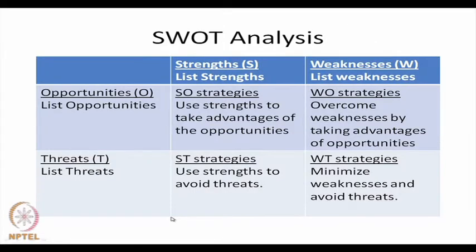Now, normally for strategy making, we make what is known as a SWOT analysis. A SWOT analysis is also called TOWS analysis, TOWS, in the reverse order also it is told. Basically, it is a matrix in which along the rows we show the opportunities and threats, and in the columns we show the strengths and weaknesses.